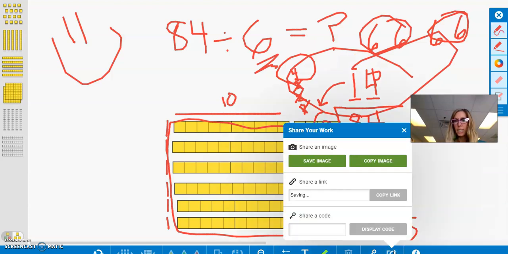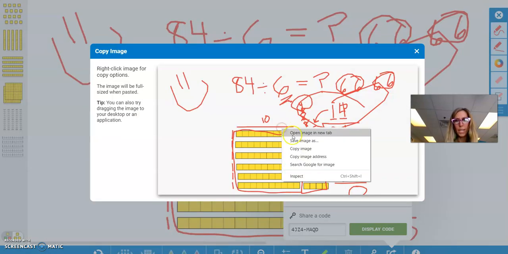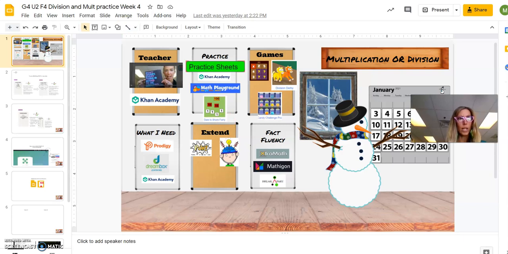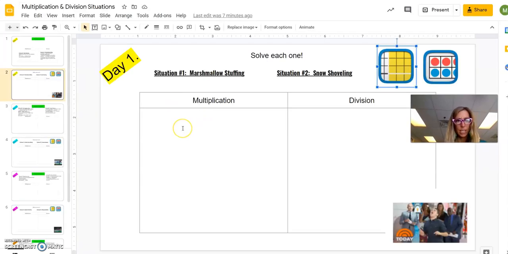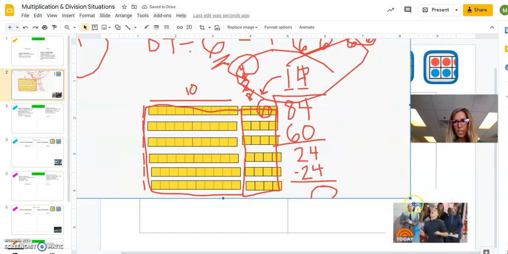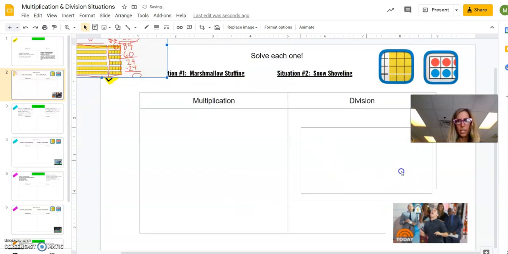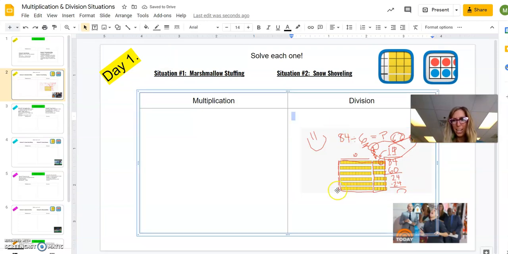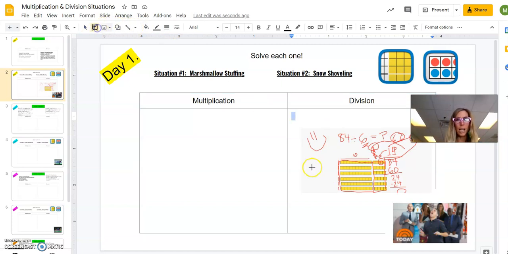So I'm going to go ahead and click copy that image, right click it, boop, copy it, bring it back to my Google slide, and I'm going to paste it into the solving area. So boom. Oh my gosh, that's huge. I'm going to need to downsize that thing. There we go. And I bring it over to my division. Lovely. Isn't that just so awesome?